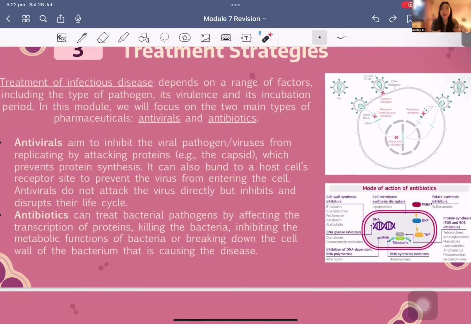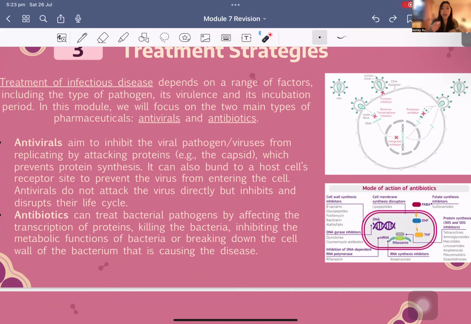Okay, you have to know that you have a bacterial infection because antibiotics specifically treat bacterial infections. They either kill the bacteria or inhibit their metabolic functions, preventing them from spreading, or affect the transcription of proteins of bacterial cells. So they can either kill the bacteria directly, which is different to antivirals, which do not attack the virus directly. And the big problem of antibiotics is antibiotic resistance.